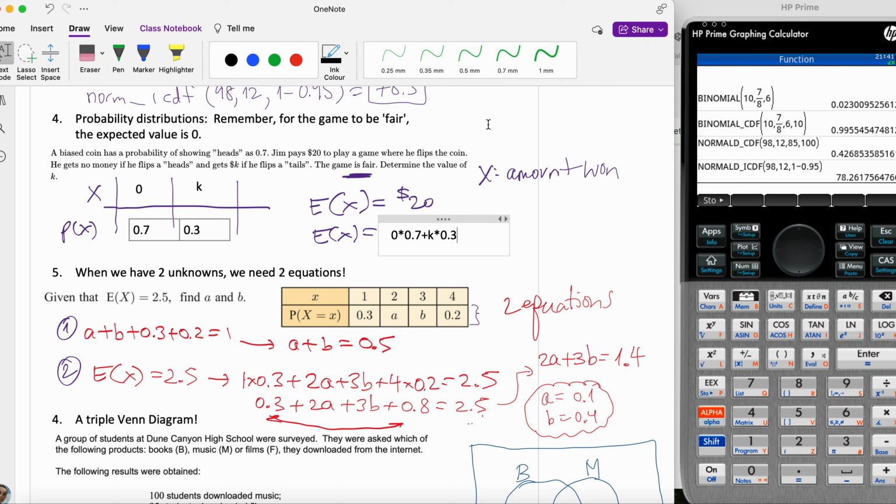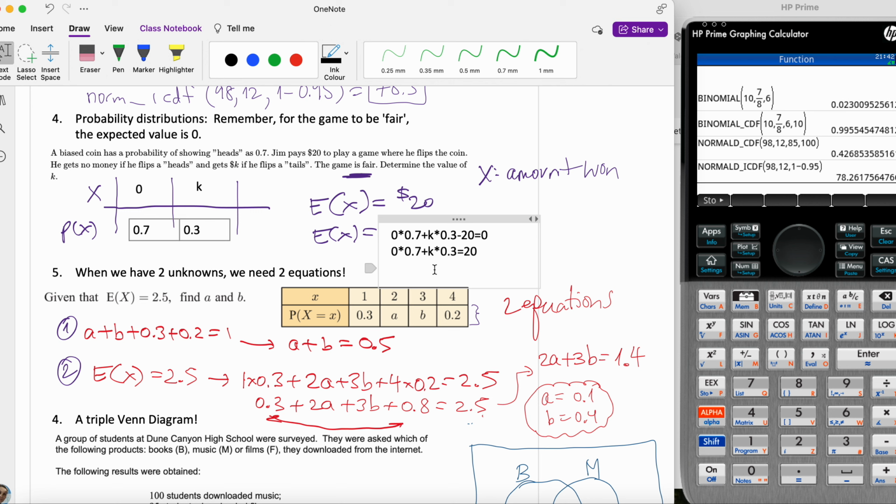If you insist on having the total outcome of 0, you can. What you can do then is just subtract 20. So when he won and paid the $20, then the total outcome is 0, okay? Which is, of course, the same as if you were to go 0.7 times 0 plus k times 0.3 is equal to 20. So his winnings end up being the same as what it cost him to play, which is also fair. All right, so this is 0, so you have k times 0.3.